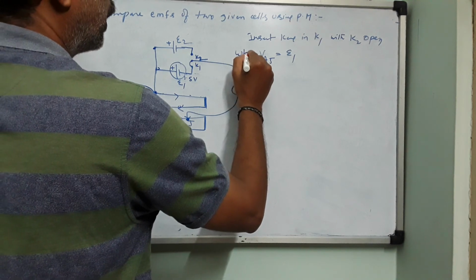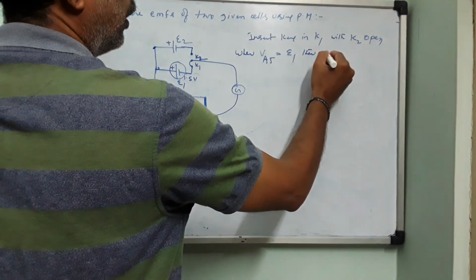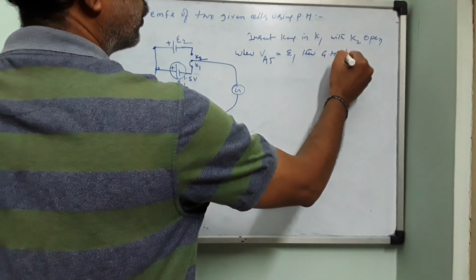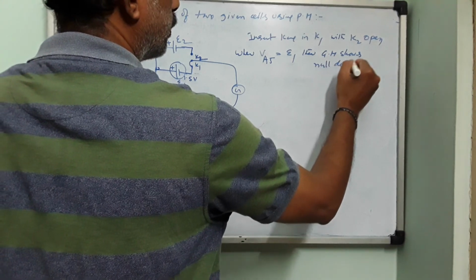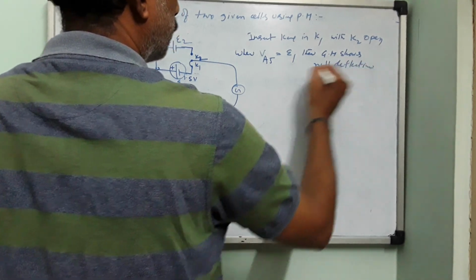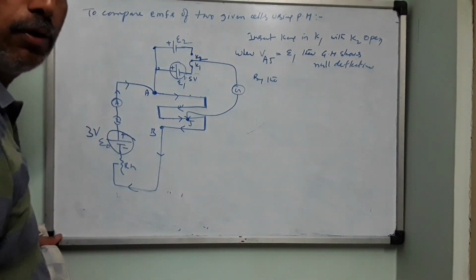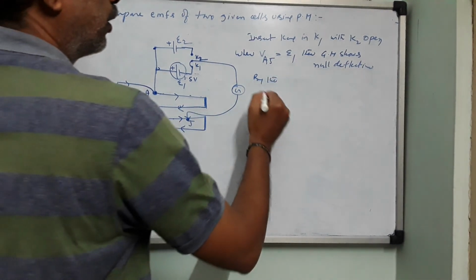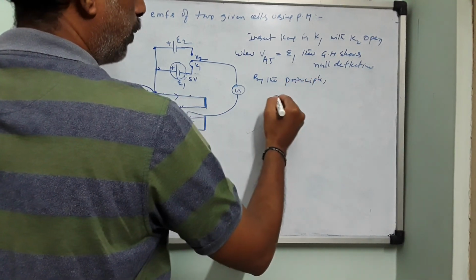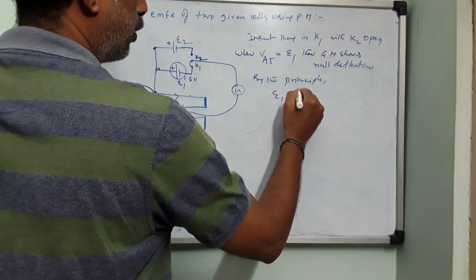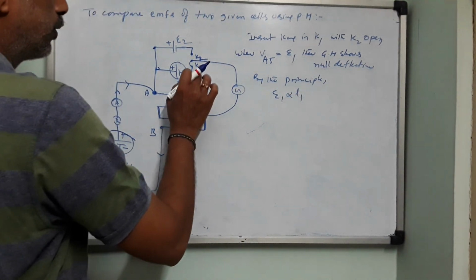When V_AJ equals E1, then the galvanometer shows null deflection. Null deflection. So by the principle, what is the principle? V is proportional to L, our potential gradient is constant. So by the principle, E1 is proportional to L1. Now, what do you do next?